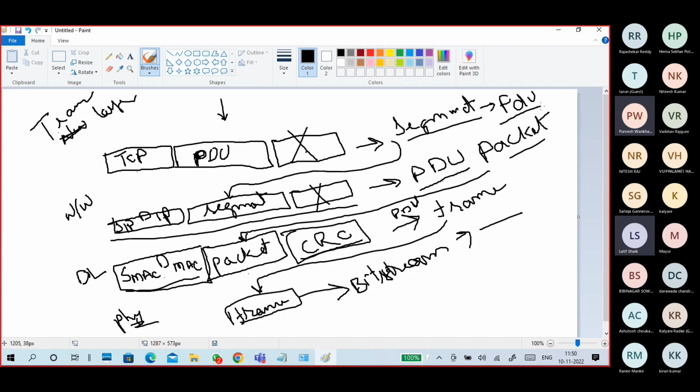What is a PDU? Packet data unit. So you have the main data plus header and tail. So in total it becomes a packet data unit.